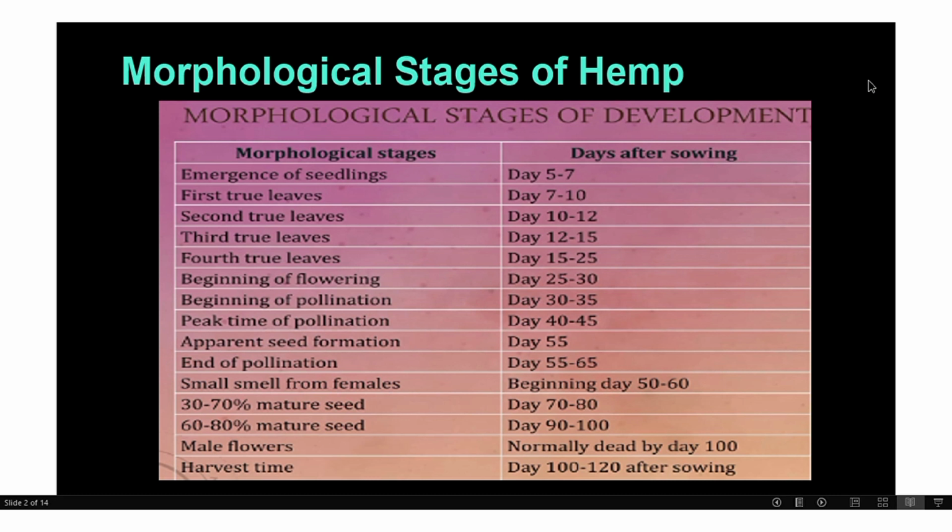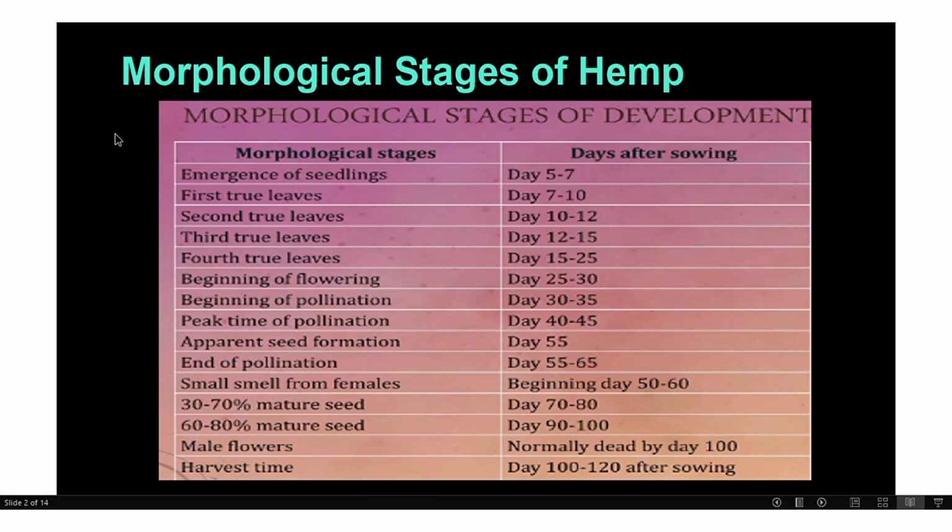Hemp fiber is a well-known fiber in textile, and it is a sustainable fiber. So first we will discuss the morphological stages of the fibers. Here are the different morphological stages of the fiber, and in the next column there are the days for each stage, that is, how many days are required for each stage.